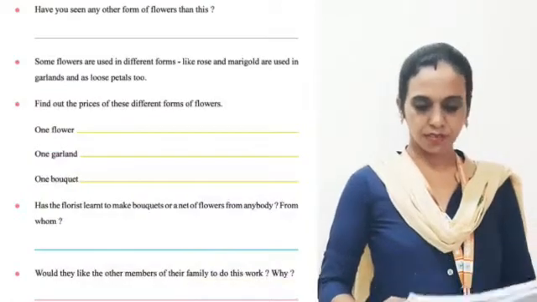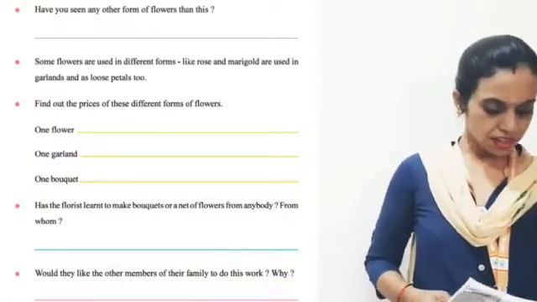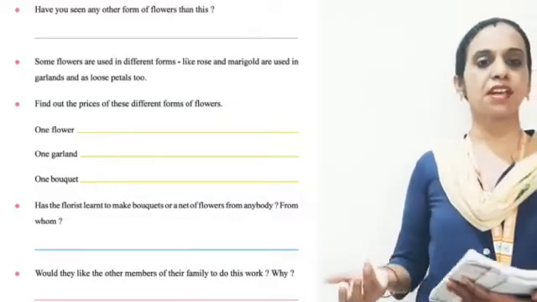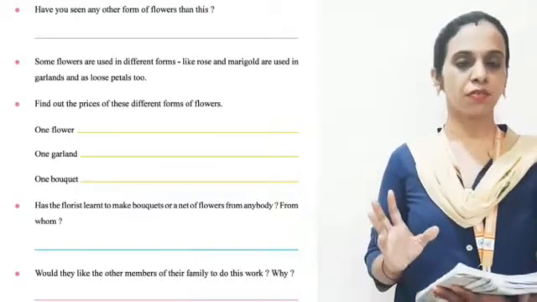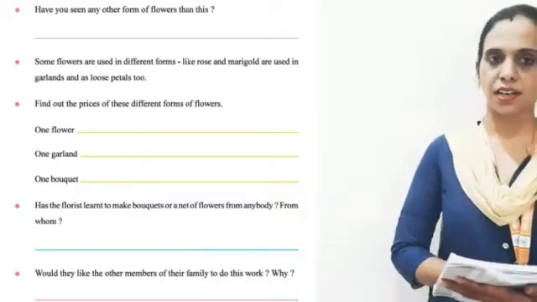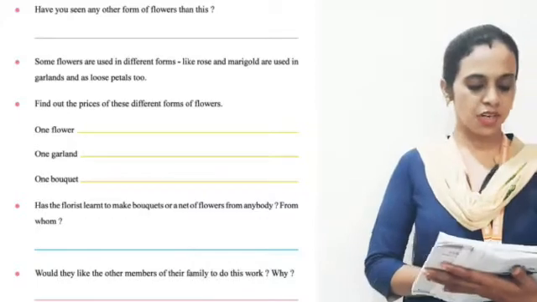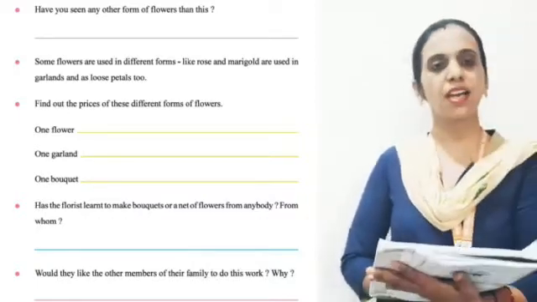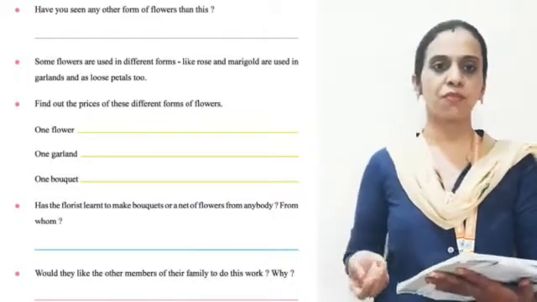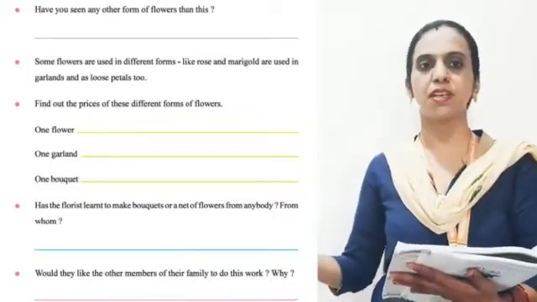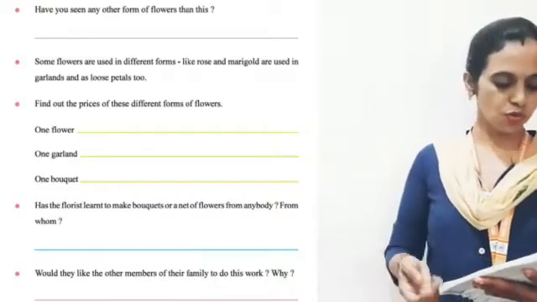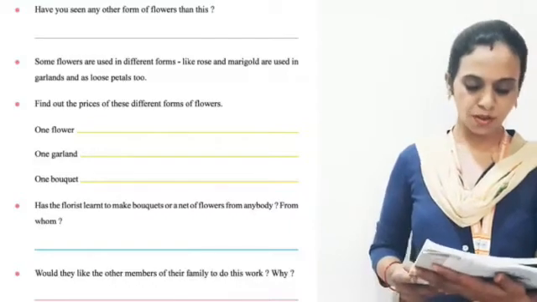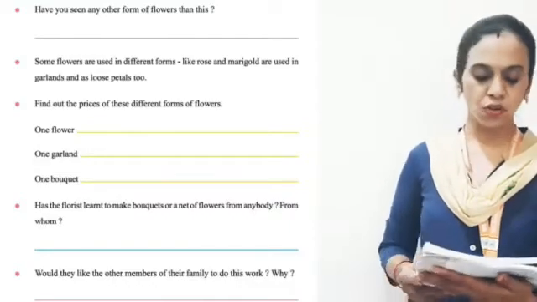Open page number 85. The question is, have you seen any other forms of flowers than these? Yes, florists make garlands for worship, for religious ceremonies, and adornments for ladies from various flowers. They make hair adornments from different flowers like jasmine and rose, etc. Some flowers are used in different forms, like rose and marigold are used in garlands and as loose petals too.